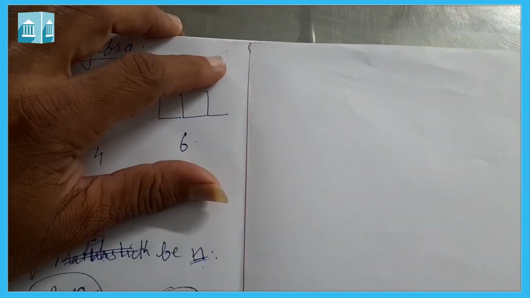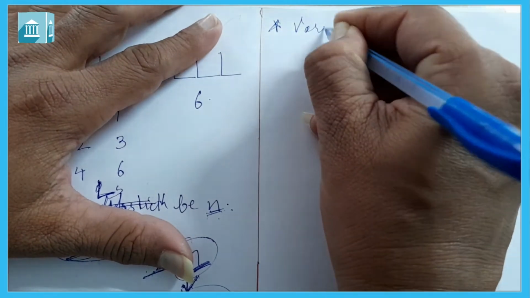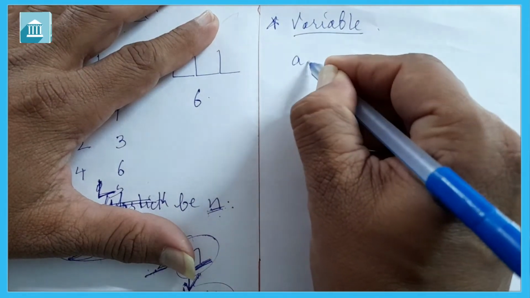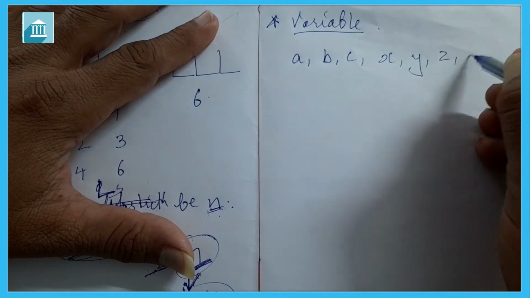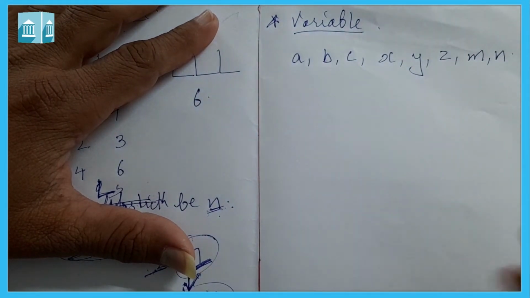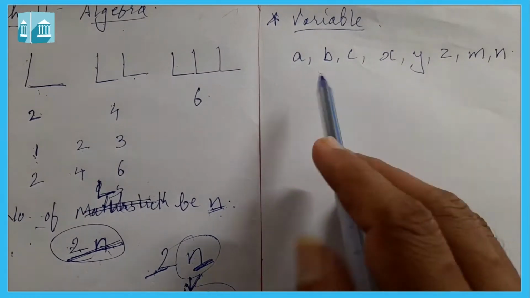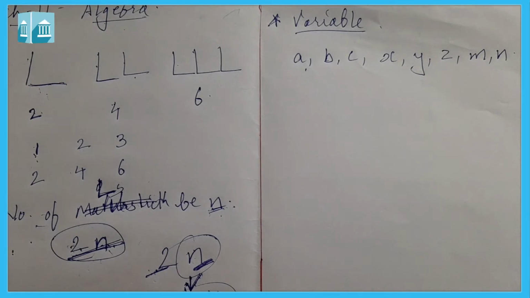Now let us see what variables are. A variable is an alphabetic symbol, we can say, which does not have any fixed value. You can take any variable, that is A, B, C, X, Y, Z, M, N, P, Q, R, any variable you can take. In this way you can form a variable, and a variable does not have any fixed value. Now let us see one more example.